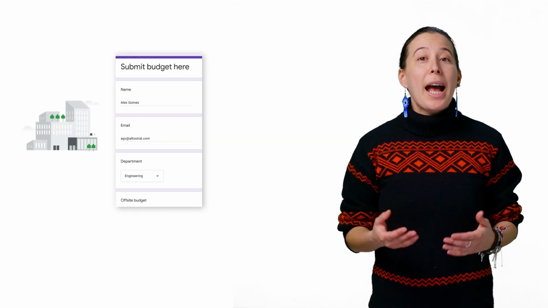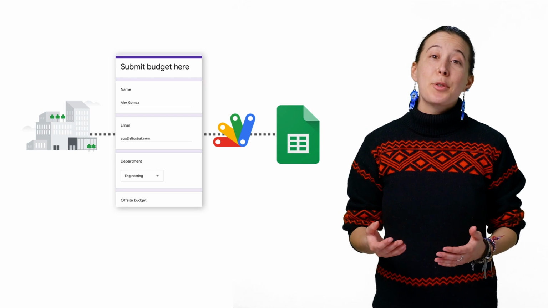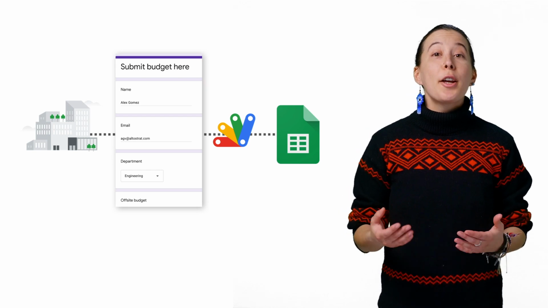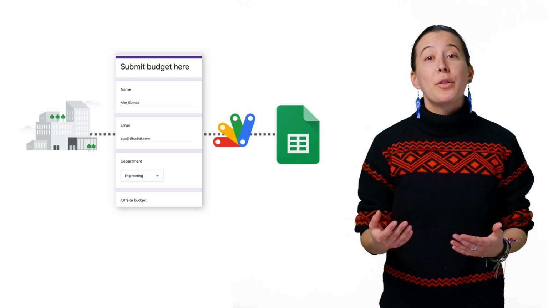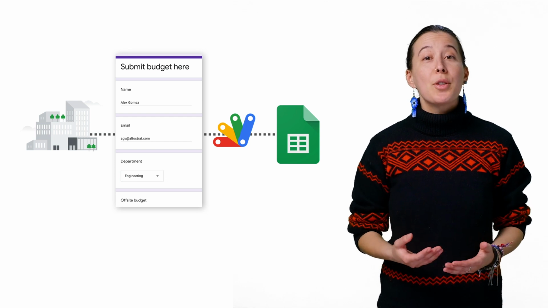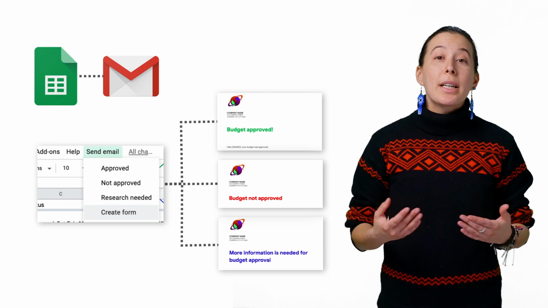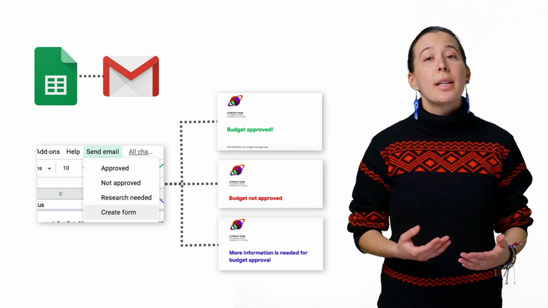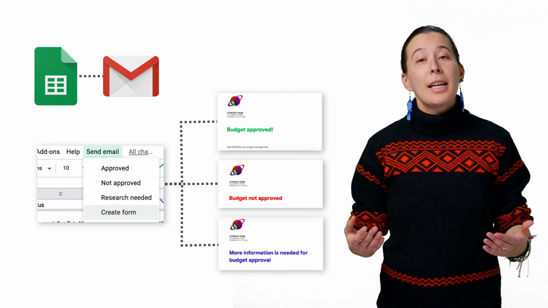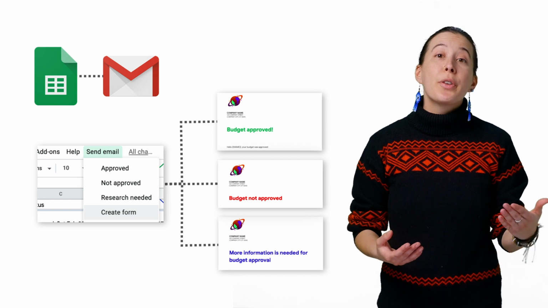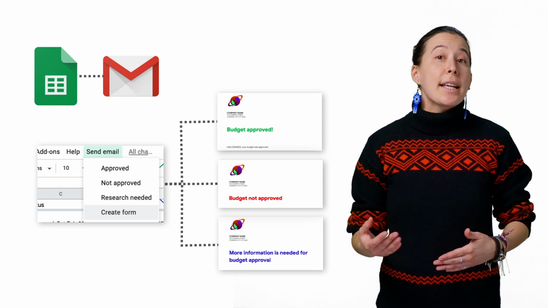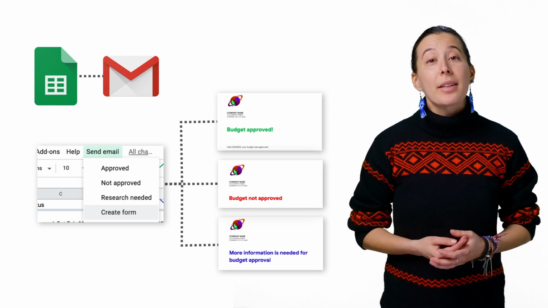In this episode, I will share how to use an Apps Script in a Google Sheet to automatically create a budget submission form that you can share with end users. And when the responses arrive in the sheet, you can collaborate with other reviewers to send emails in bulk, depending on whether you are approving, rejecting, or asking for more information about the request.